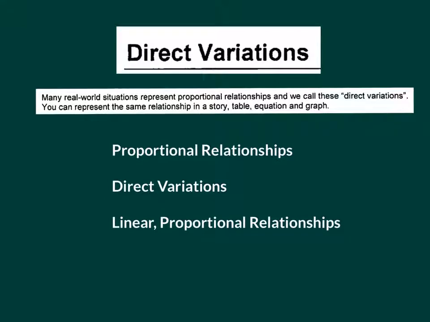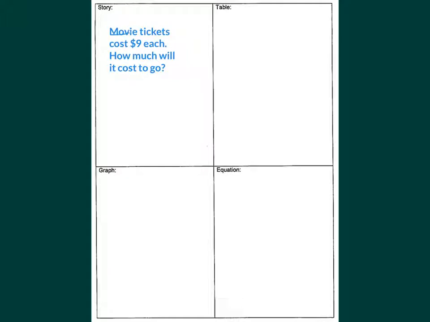Direct variations are sometimes called proportional relationships or linear proportional relationships, but they represent many real-world situations. We can represent them in a story, a table, an equation, or a graph. If you go to the movie and each ticket costs $9, you could make a table, a graph, or an equation to match your story.